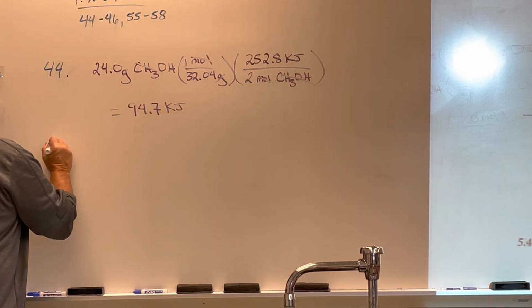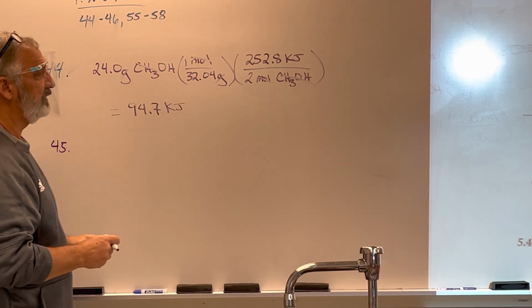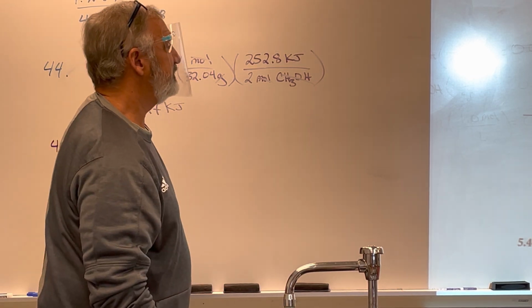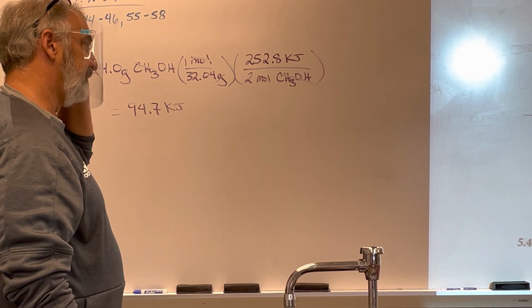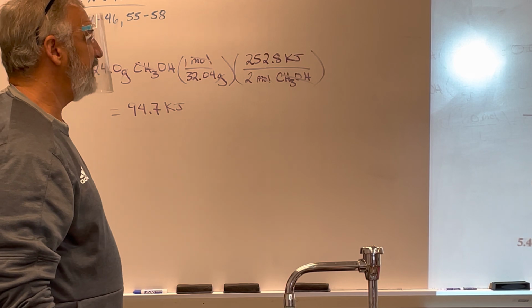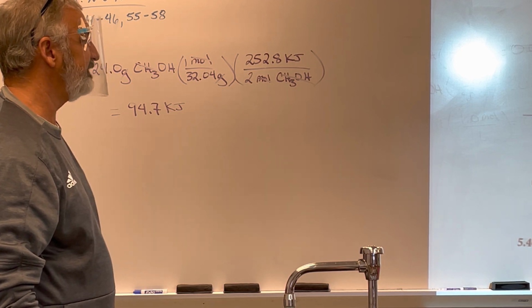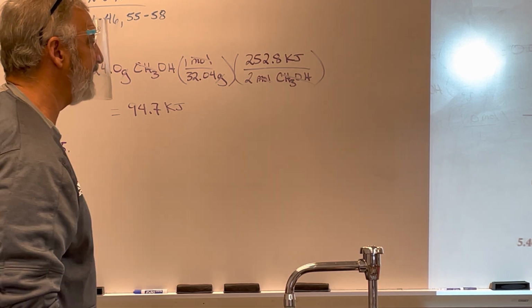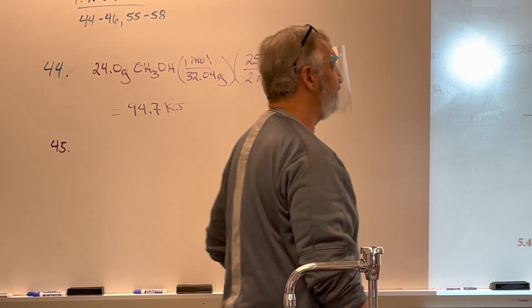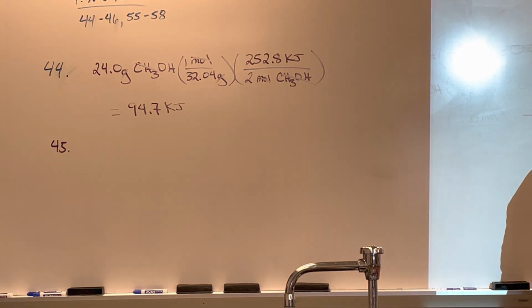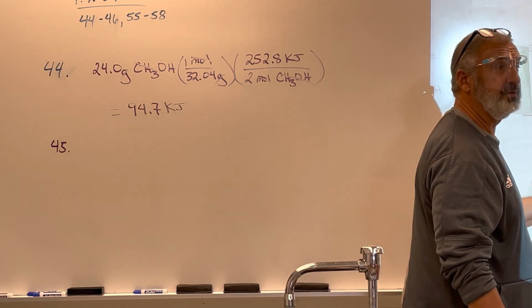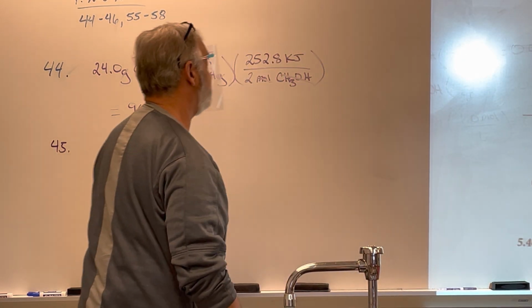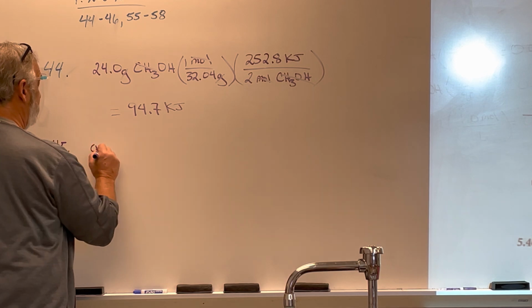So 45. When solutions containing silver ions and chloride ions are mixed, you get silver chloride. Calculate the delta H for the production of 0.45 moles of AgCl by this reaction. Again, we have the negative 65.5 kilojoules per 1 mole. Each one's a 1. So we can just use that directly. So this one's super easy.